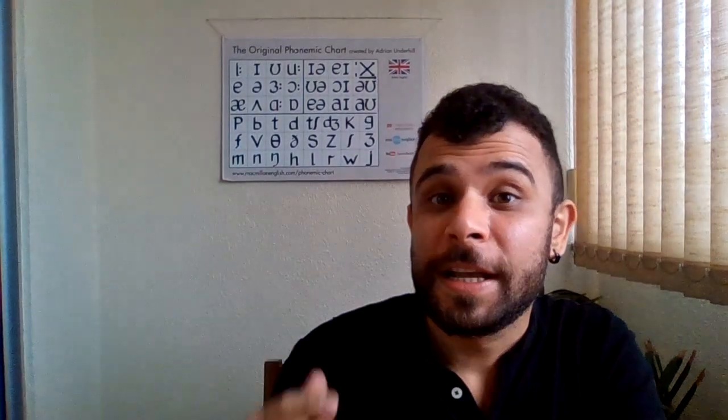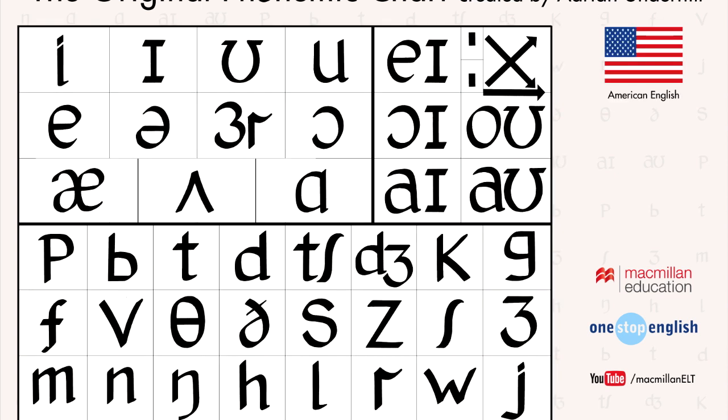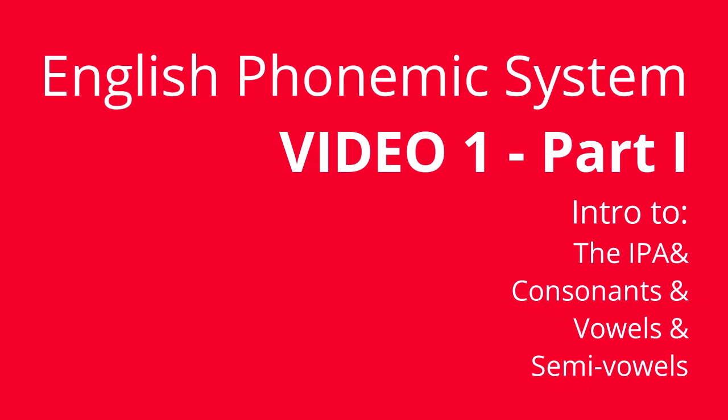Hi everyone. So today we are going to start our journey into getting to know those symbols a little bit further. We're going to get familiar with them. We're going to understand how they work, why they are organized in this way, in this sequence, how to pronounce them. So there's some things we need to know before starting. The English Phonemic System, Part 1. Introduction to the IPA chart, consonants, vowels, and semi-vowels.